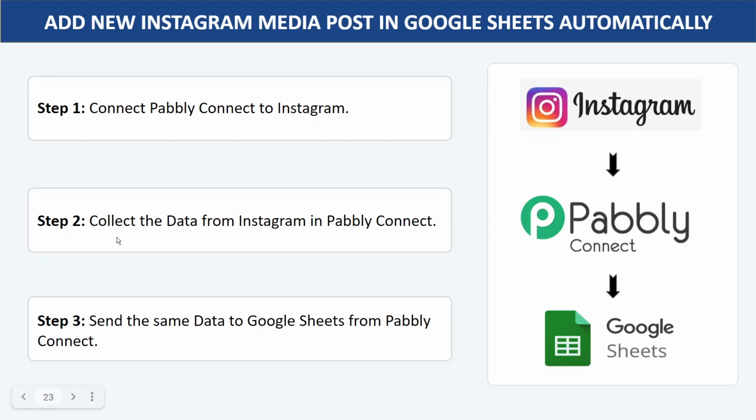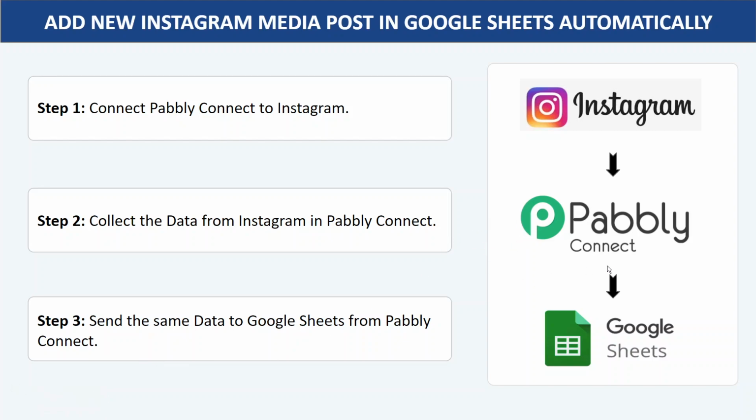And then the second step is collect the data from Instagram in Pabbly Connect. So after we connect Instagram with Pabbly Connect, whatever data we are going to mention in Instagram, the same data will be captured by Pabbly Connect. And in the third step, send the same data to Google Sheets from Pabbly Connect.